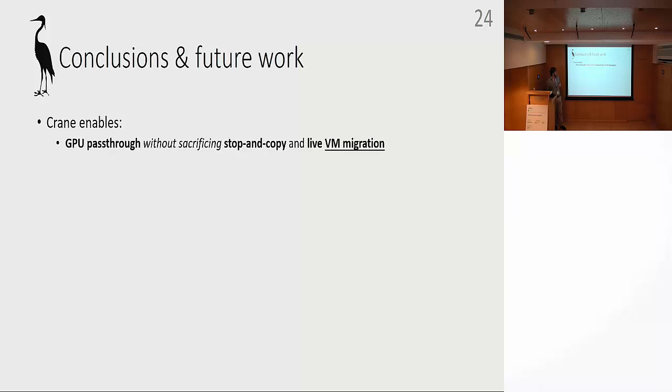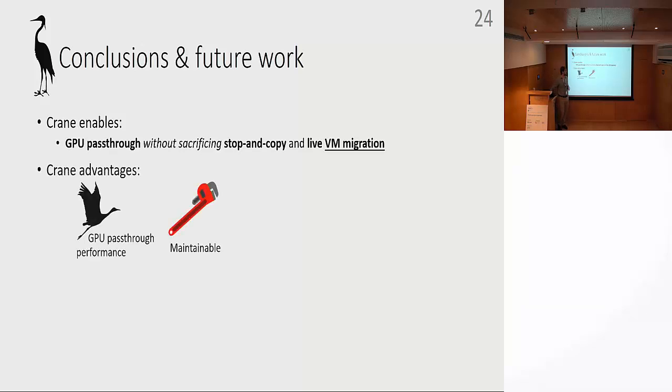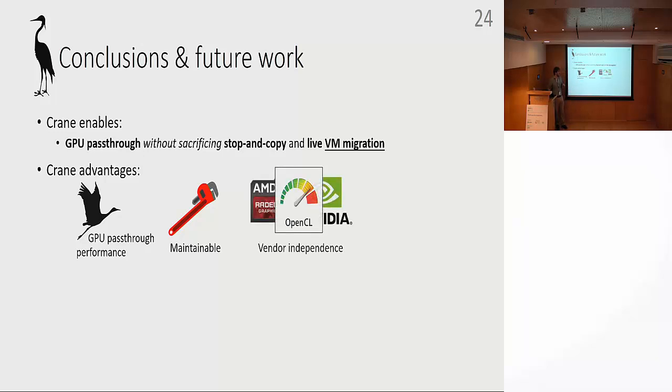So we've enabled GPU pass-through without sacrificing stop-and-copy and live migration modes. The advantages, again, are GPU pass-through performance. It's maintainable. We didn't perform any modifications. And we have vendor independence.